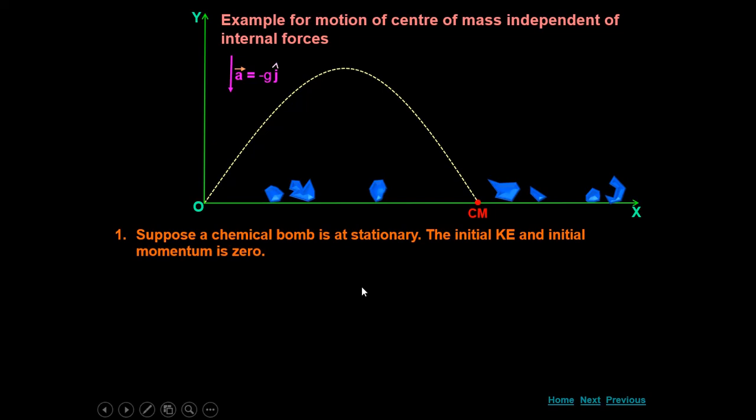So we have to observe one important point: the chemical bomb was initially stationary. When it was stationary, that is, in a rest position, its initial kinetic energy and initial momentum are both zero.